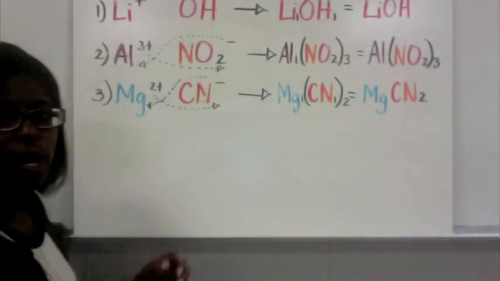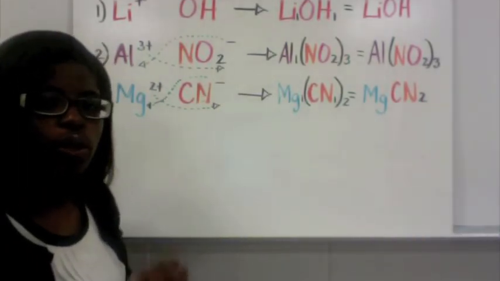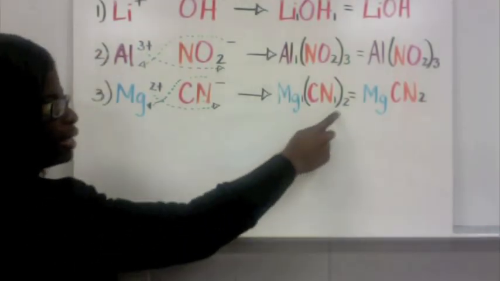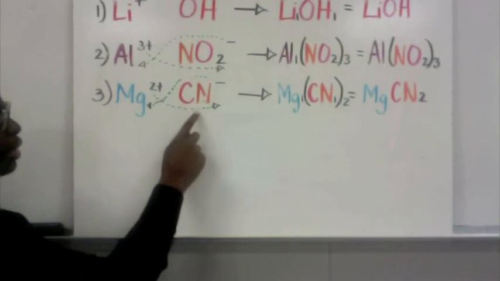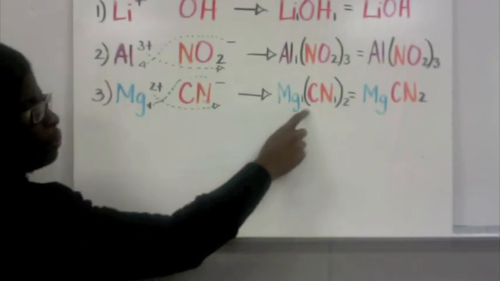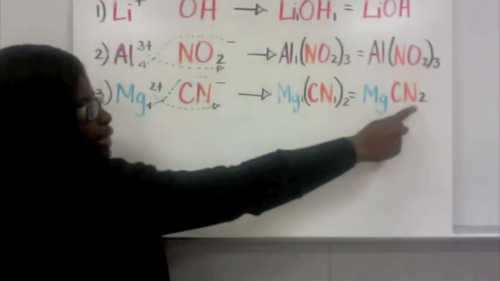But to make sure that you understand that cyanide's formula is CN and that you need more than 1 CN, you use the bracket here. So Mg plus CN is going to give you Mg1 bracket CN1 bracket 2. You can reduce that to Mg(CN)2.